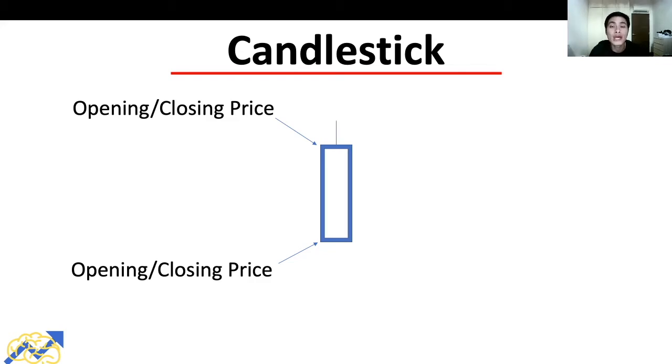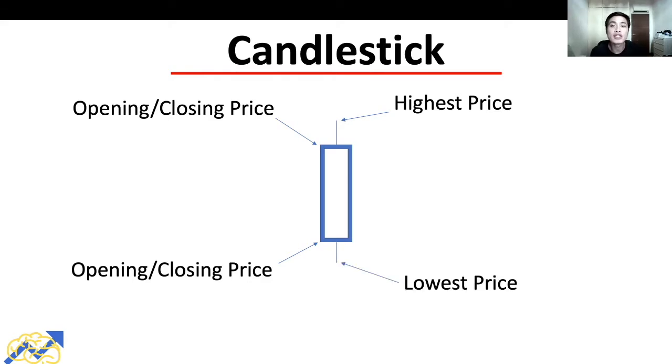After that, we have the upper wick or the upper shadow. At the uppermost tip of the upper shadow, we have the highest price. Correspondingly, at the lowest tip of the lower shadow, we have the lowest price. So with these 4 pieces of information, the opening price, the closing price, the highest price, and the lowest price, we are able to plot our candlestick.